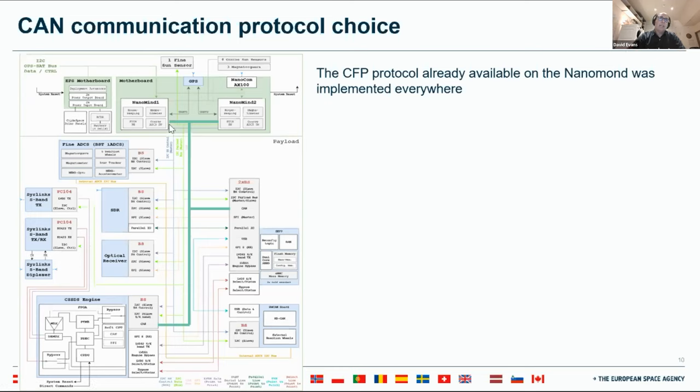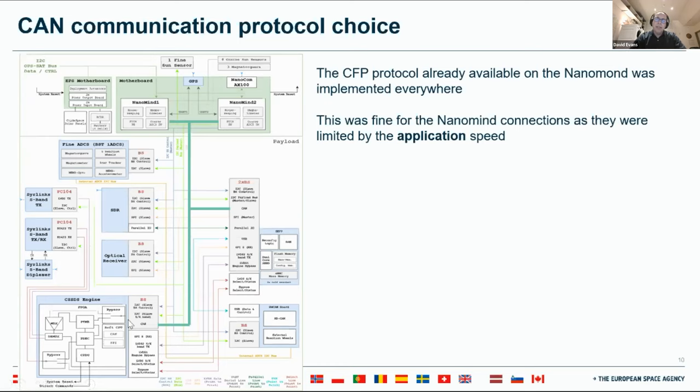And so we perhaps naively decided to implement that everywhere, including the SEP and the ground and in the CCSDS engine. And it was fine for nanomind communications because the nanomind was limited by the application. Because it has to process TCs and has to put telemetry down, all that was basically going very slow.